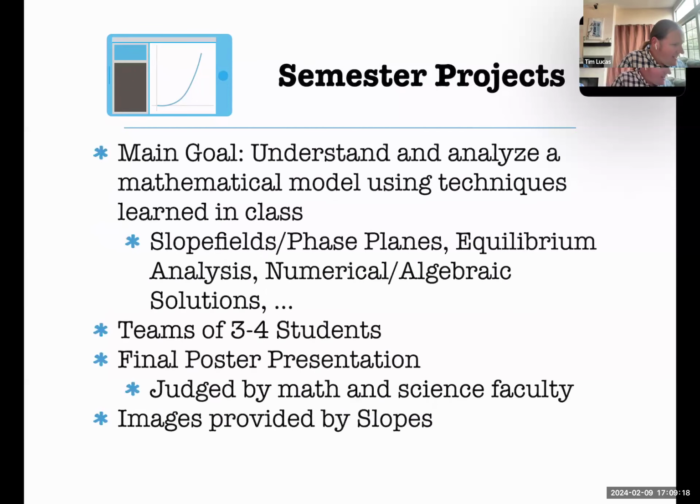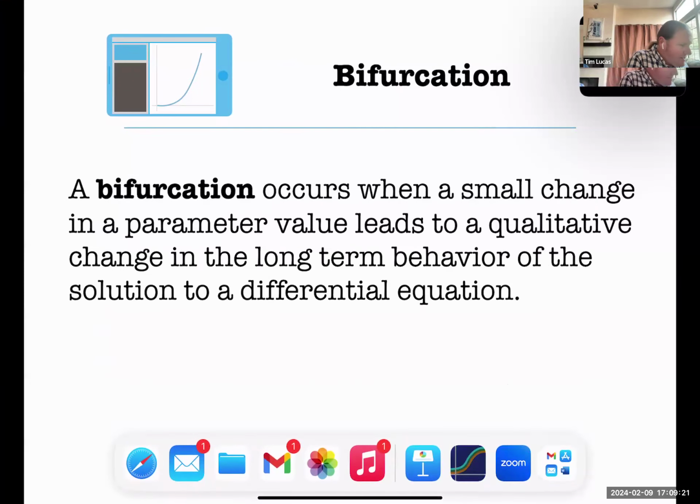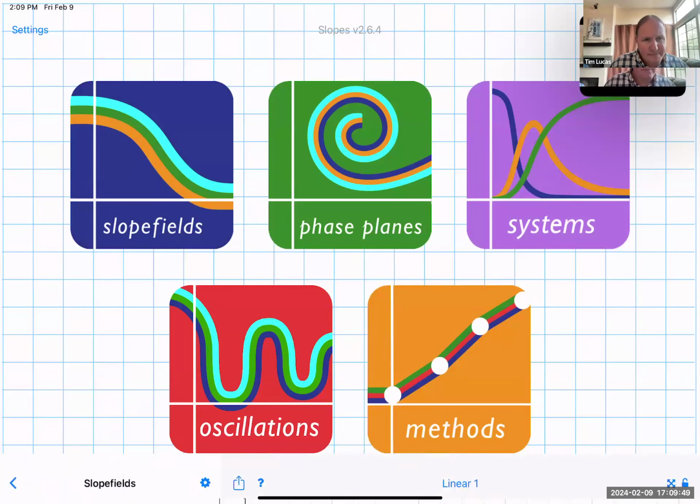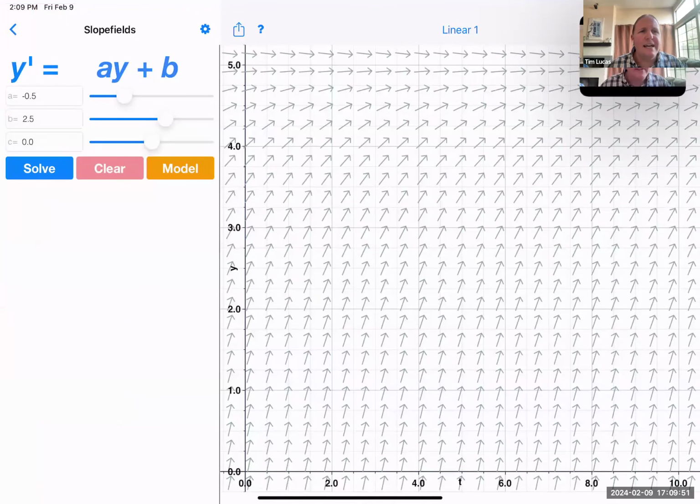Okay, having said all that, I'm now going to open up Slopes. So this is the Slopes app. This is the way it looks on my iPad, but it looks slightly different on your phone. There are 5 activities, having to do with slope fields and phase planes, plotting systems of equations, second order equations and oscillations, and then something about numerical methods. So I'm just going to open up the slope fields activity.